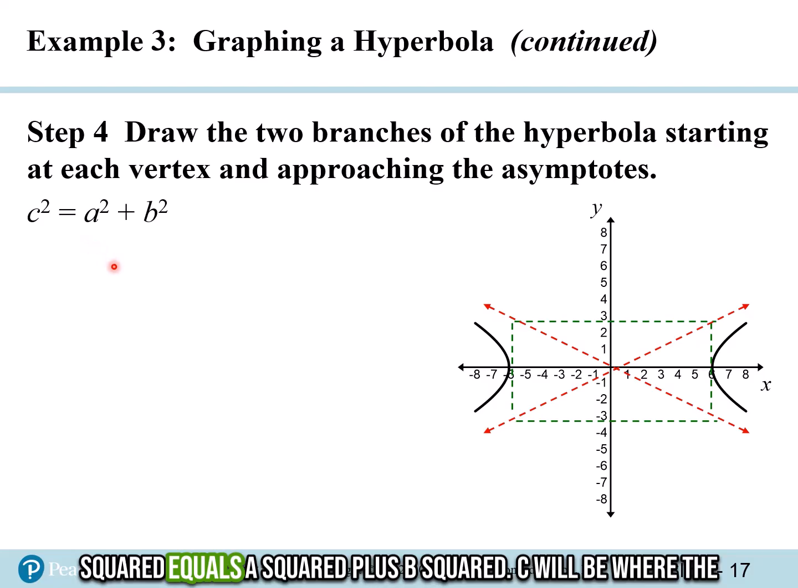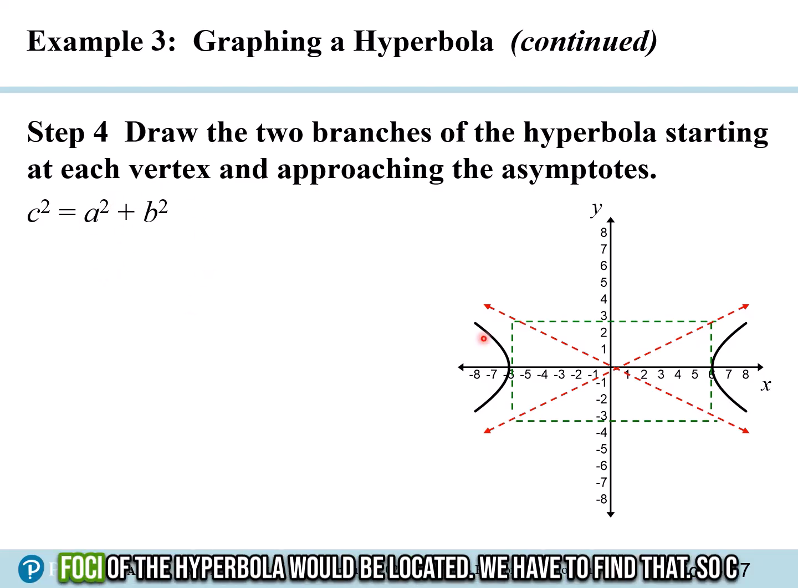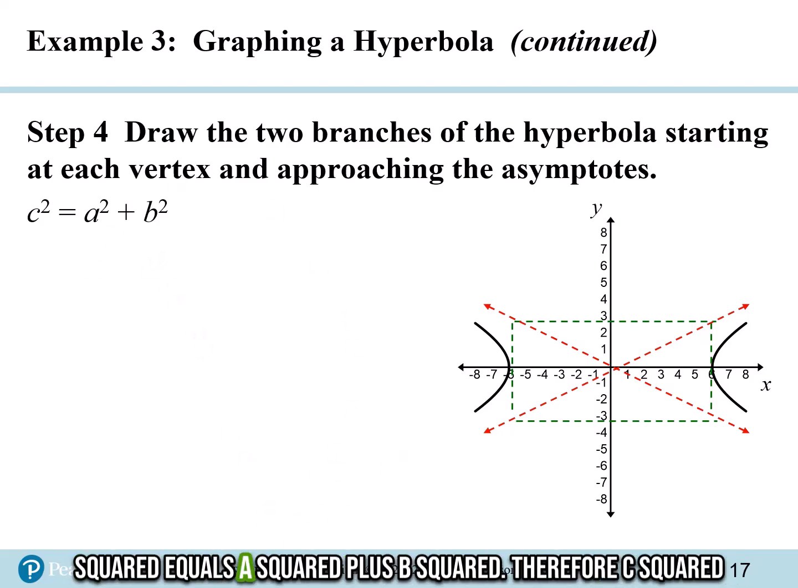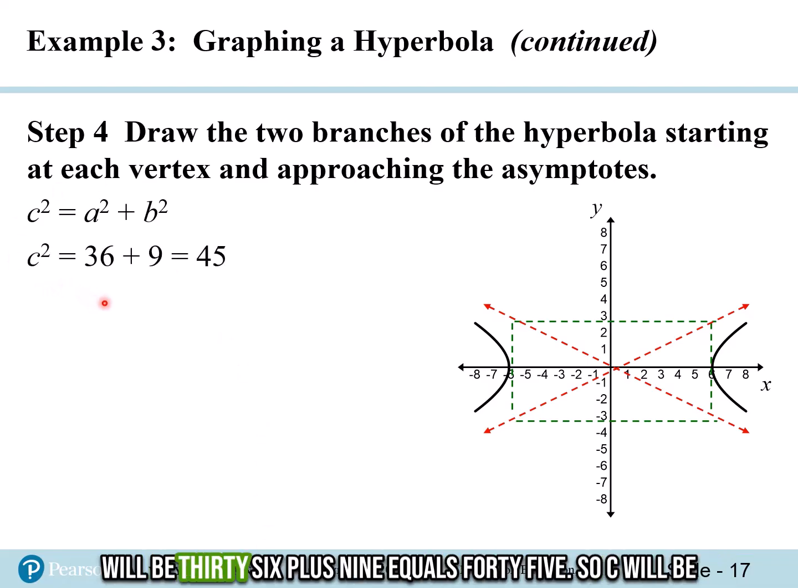Now, c squared equals a squared plus b squared. C will be where the foci of the hyperbola would be located. We have to find that. So c squared equals a squared plus b squared. Therefore, c squared will be 36 plus 9 equals 45.